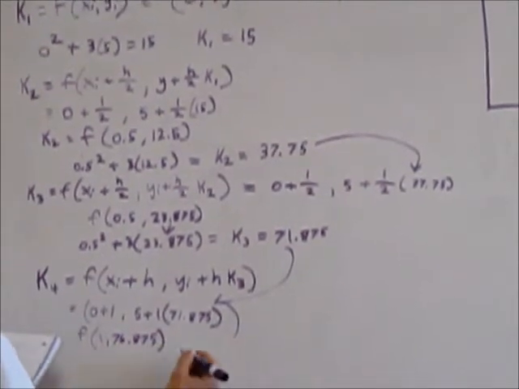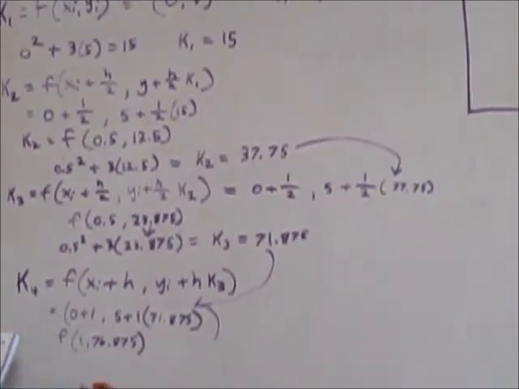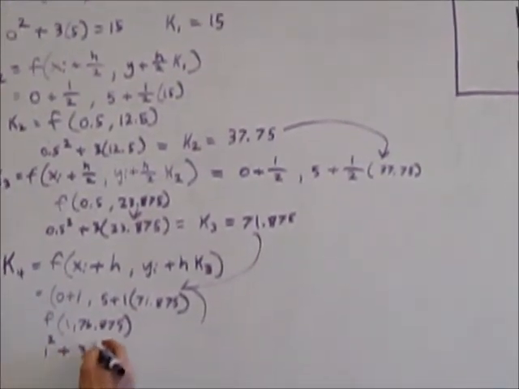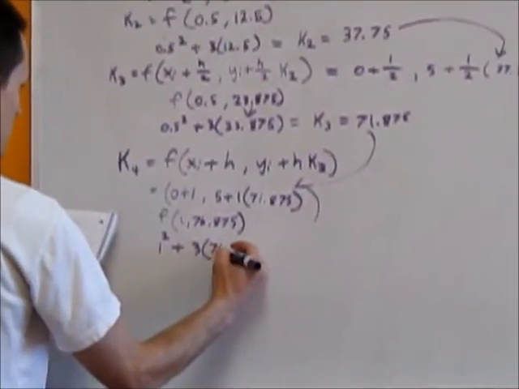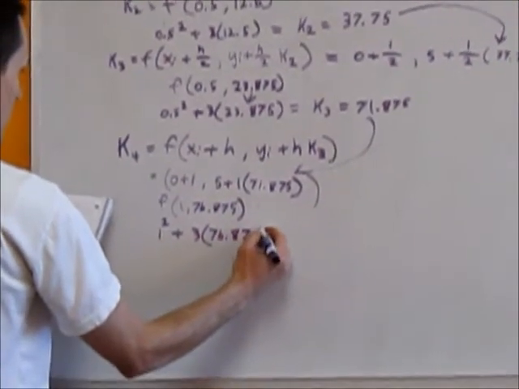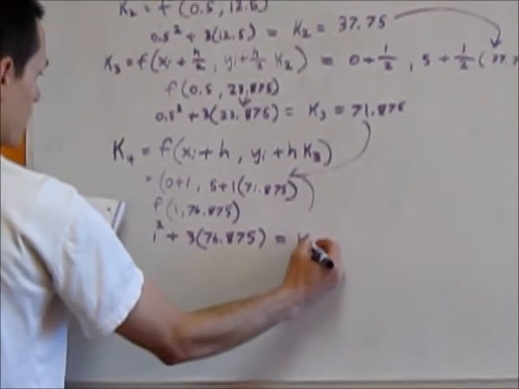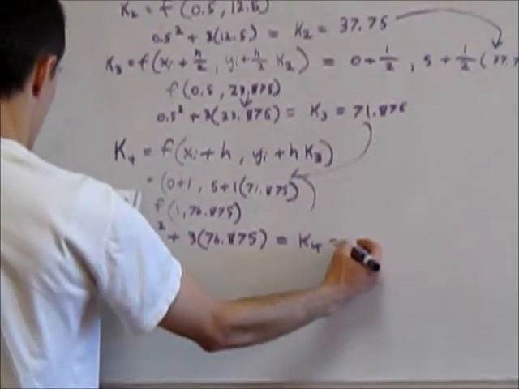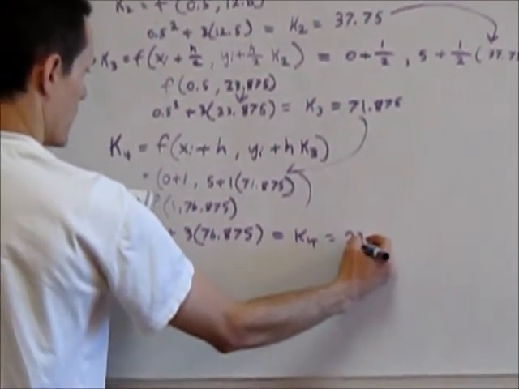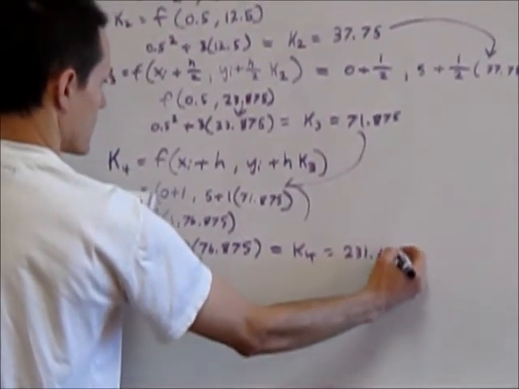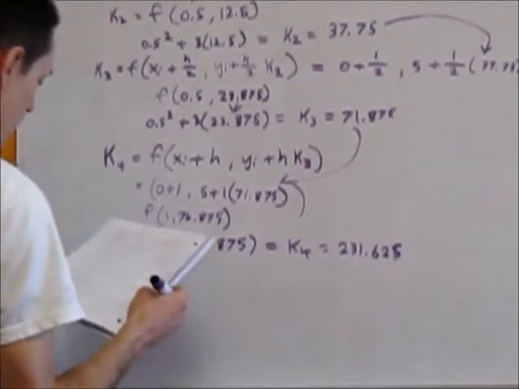176.875, and then when we plug that into our equation once more, we get 1 squared plus 3 times our 76.875, which equals our K4 value, which is 231.625.